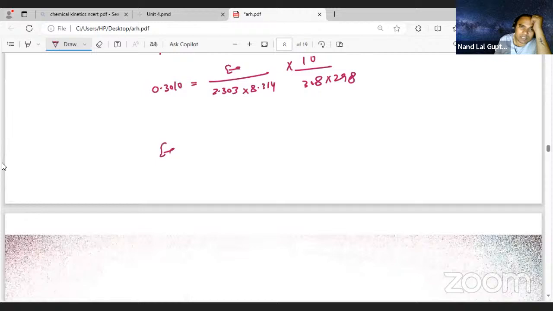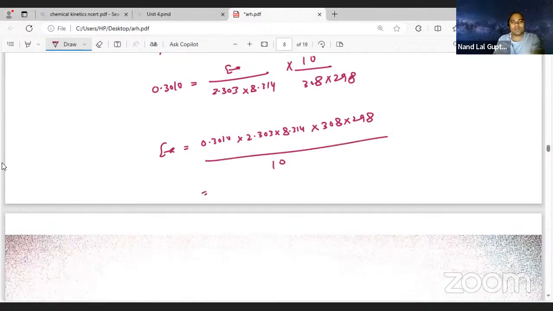Here you see, student, the activation energy is equal to 0.3010 multiplied by 2.303 multiplied by 8.314 multiplied by 308 multiplied by 298, divided by 10. So dear student, it is coming something like 5.2. Here, let's see the value.